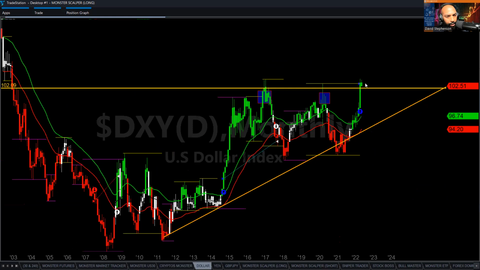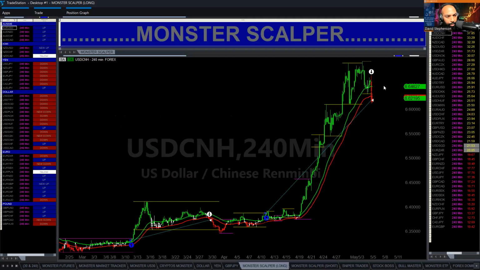We'll keep an eye on the dollar to see if it breaks this, this resistance becomes support. What we hope is that it holds support, holds this resistance, and it doesn't do this, and it doesn't do this, so we can get another move in the dollar pairs.